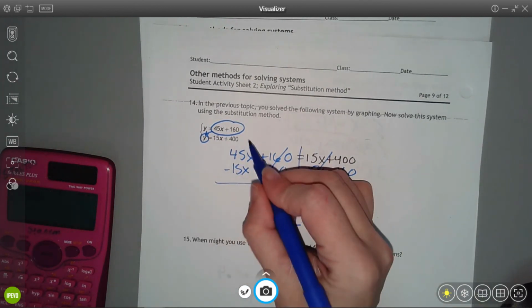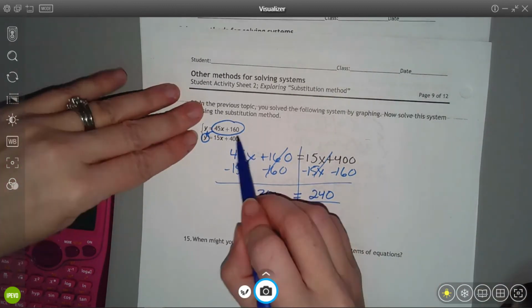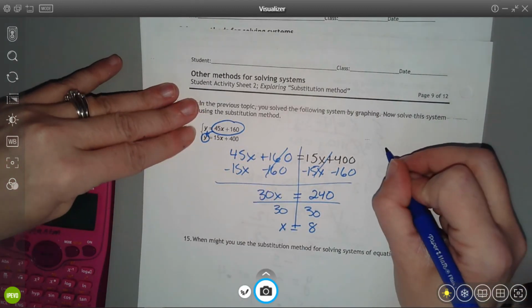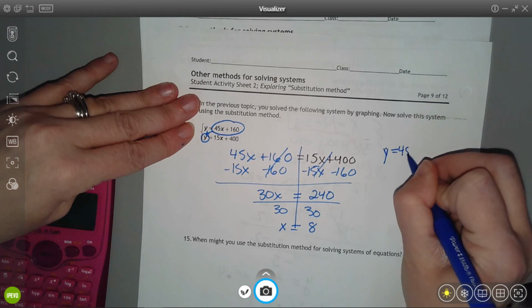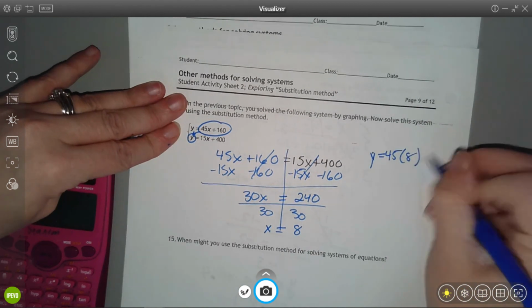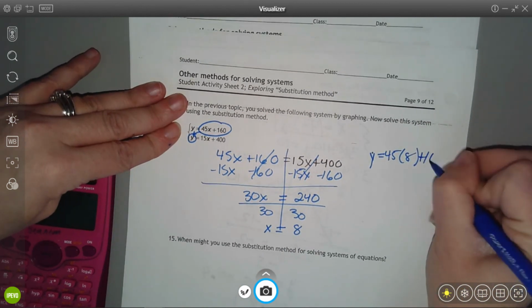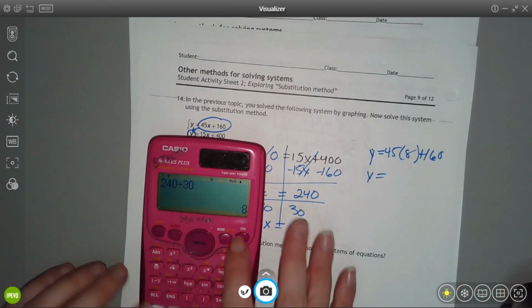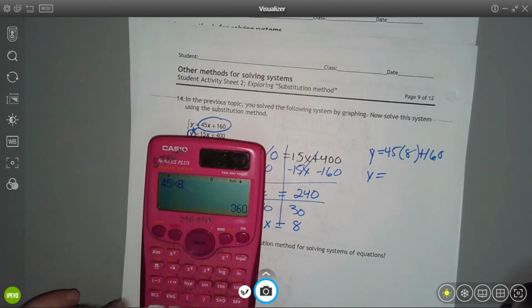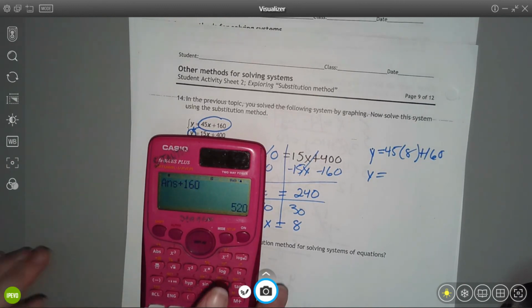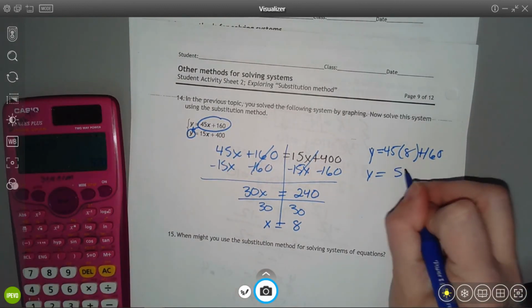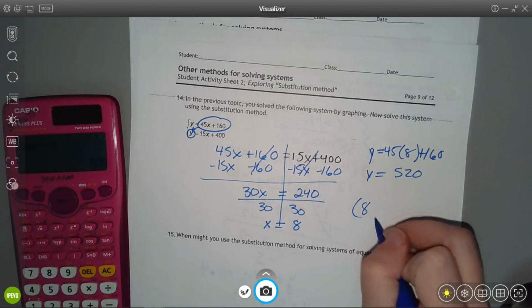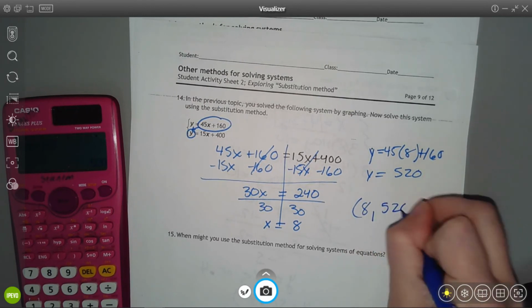Go back and solve for y. You can use either one, guys. Does not matter which equation. I'm just going to use the top one, 45x, so 45 times 8 plus 160. Again, I'm going to plug that right into my calculator. 45 times 8 plus 160 equals 520. Those two lines would intersect at the point 8, 520.